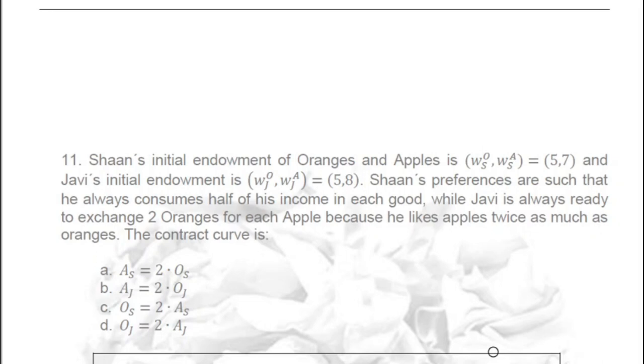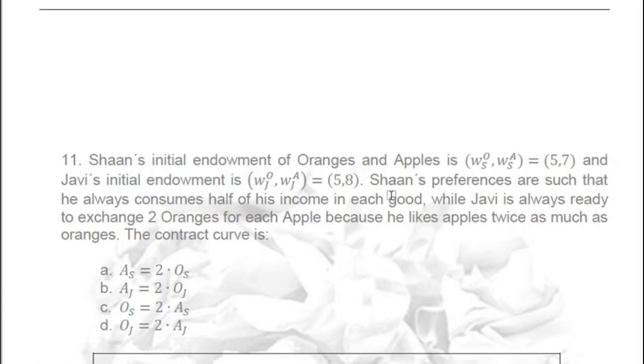Okay, let's continue with question number 11. Sean's initial endowment of oranges and apples is 5, 7, and Harvey's initial endowment is 5, 8. So Sean carries 5 oranges and 7 apples, while Harvey carries 5 oranges and 8 apples. In total, 5 and 5, 10 oranges, sorry, and 7 and 8, 15 apples.